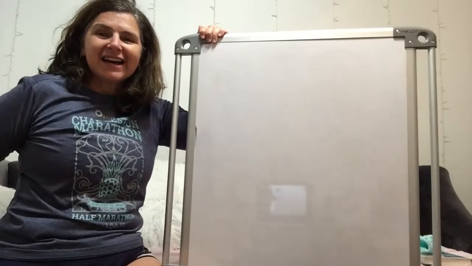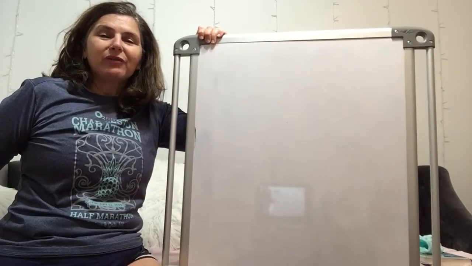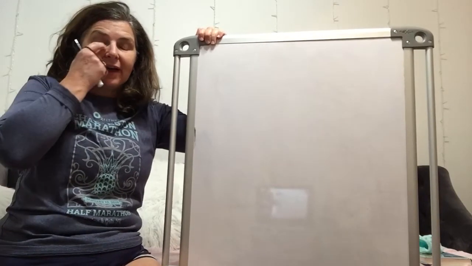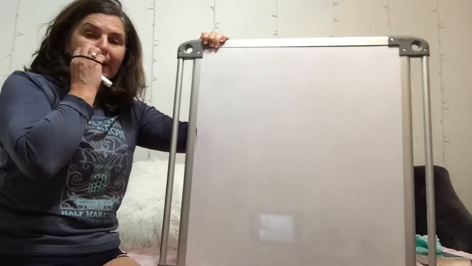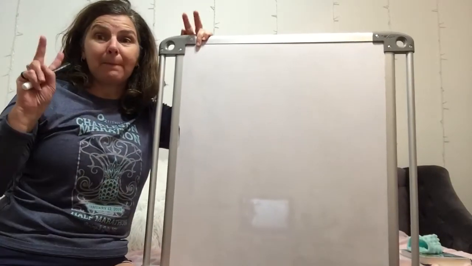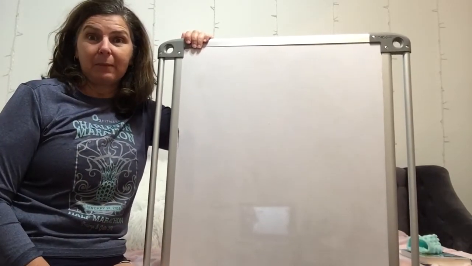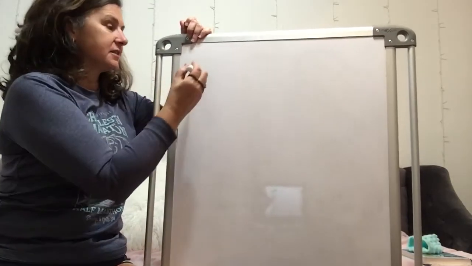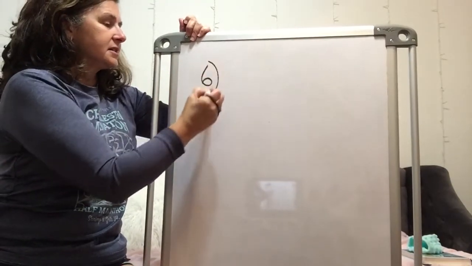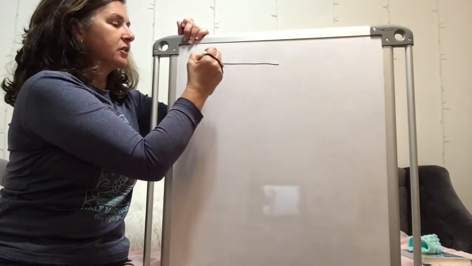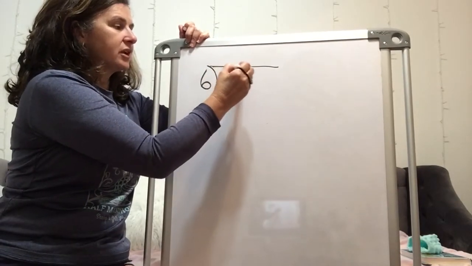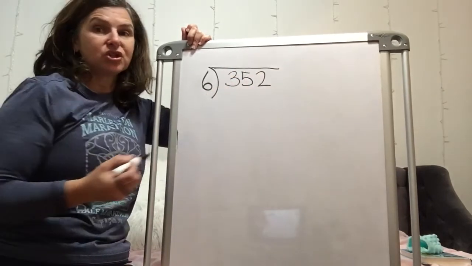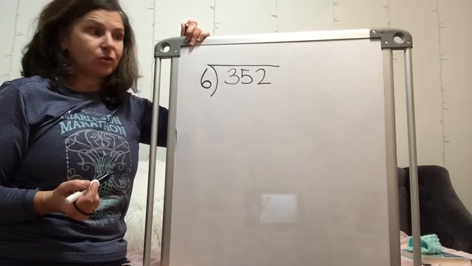Hi guys, I wanted to go over how to do division with partial quotients, and we refer to it in the 5th grade as the bank method. Remember when you think about money? So when you have a problem that looks like this, 6 is your divisor, and let's say 352 is your dividend, and you're trying to find your quotient.